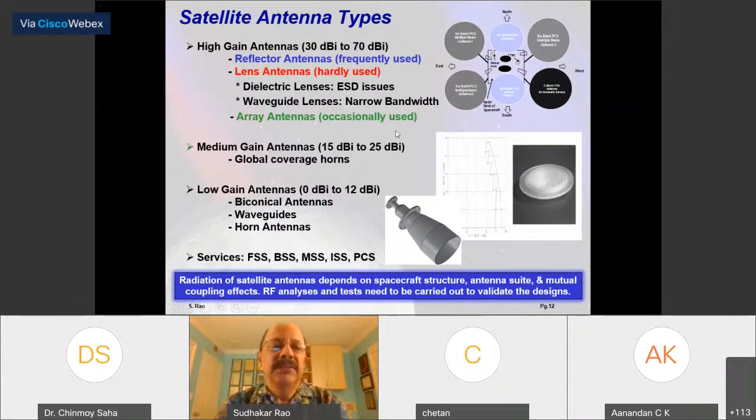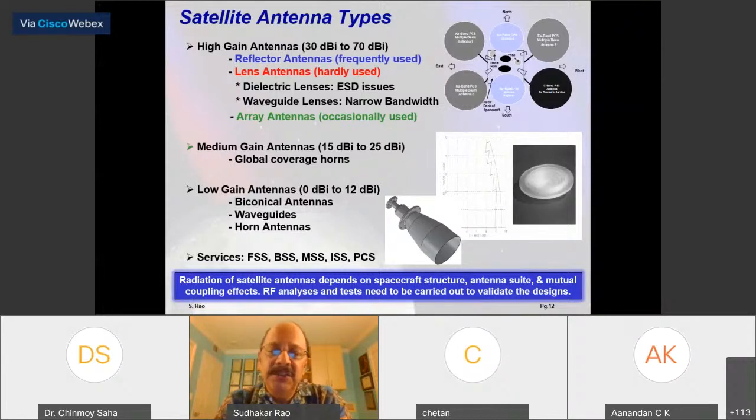So, I think I'm showing different types of antennas. High gain antennas are generally 30 dBi to 70 dBi gain. Reflector antennas are frequently used. I would say probably 90% are reflectors.